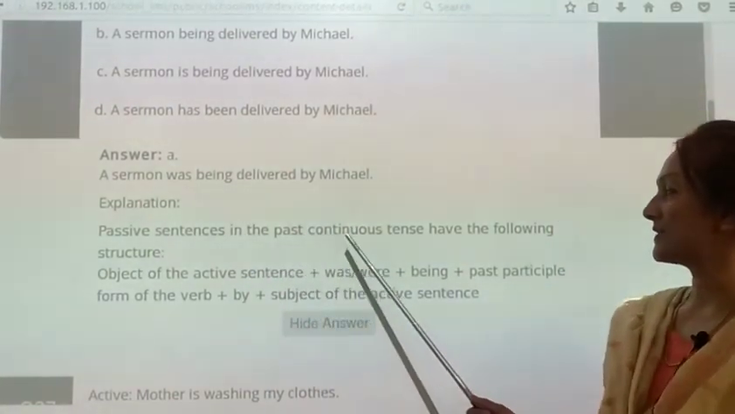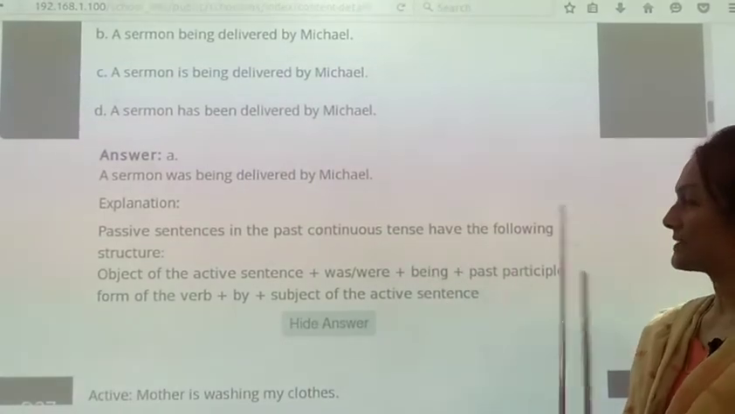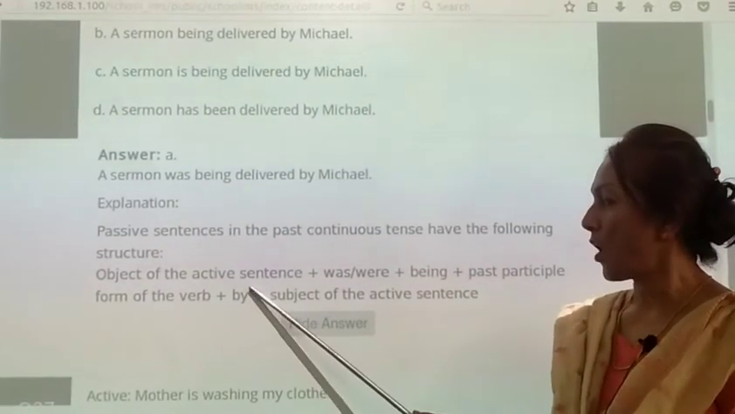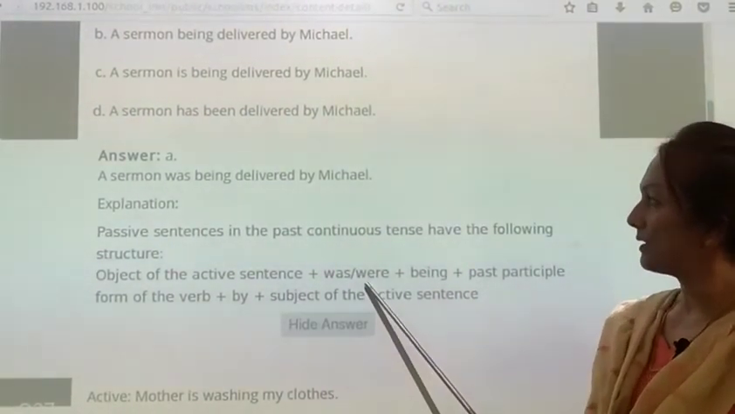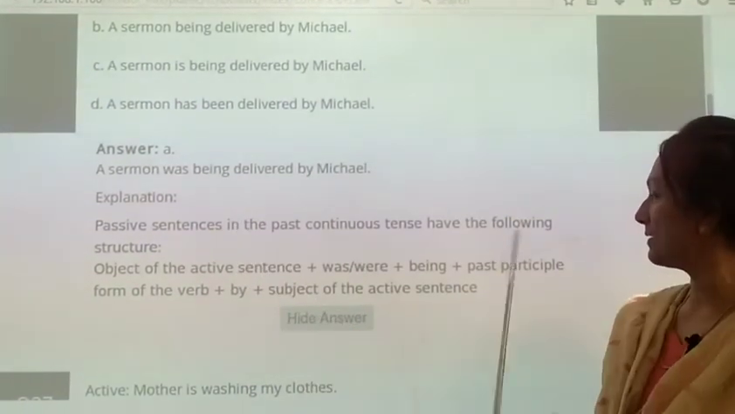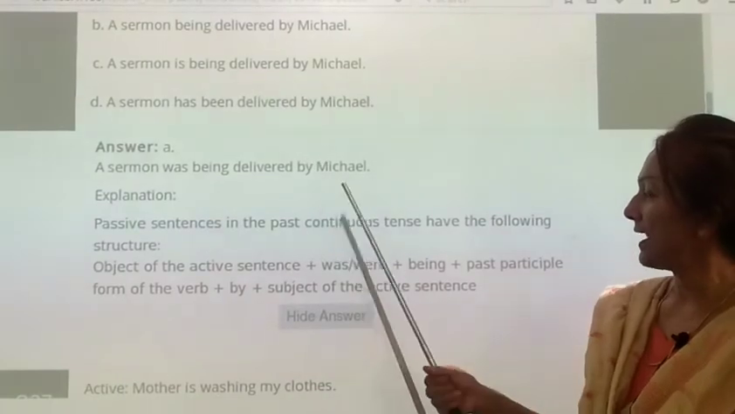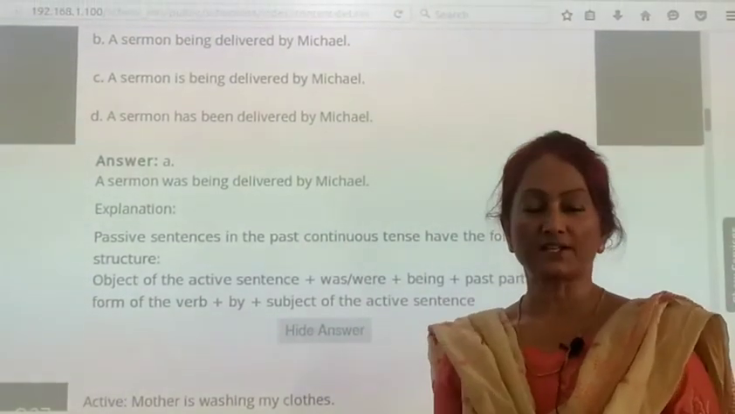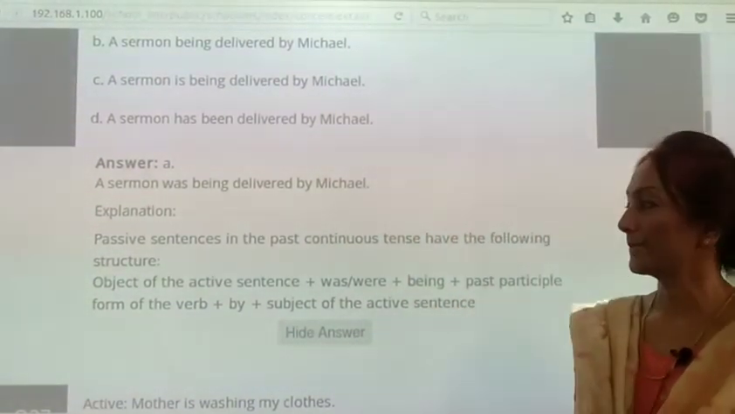Passive sentences in the past continuous tense have the following structure. Object plus was plus be plus past participle, delivered. And then the subject of the active sentence.